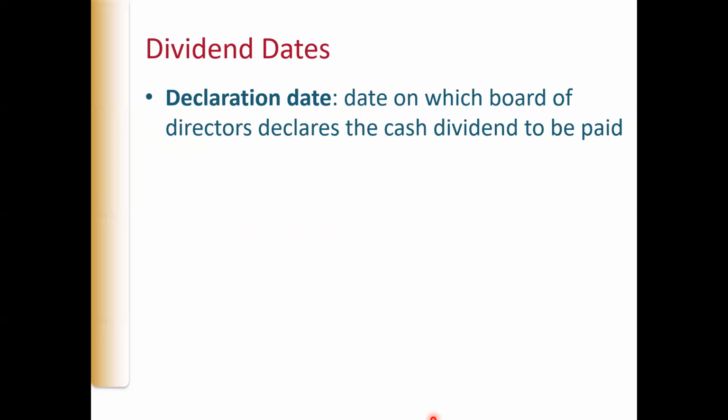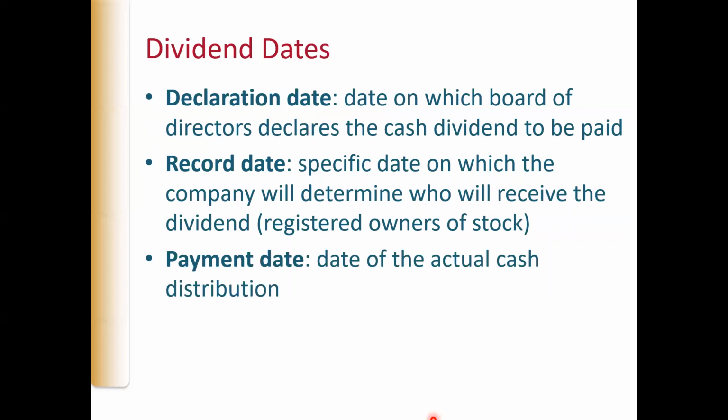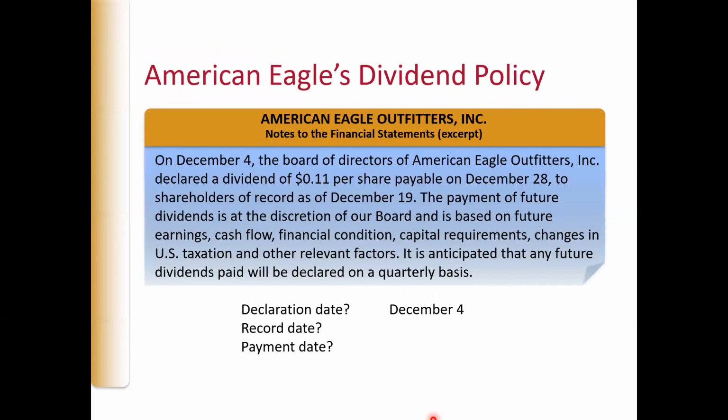So there are a couple of dates when we talk about dividends. There's a declaration date, a record date, and a payment date. In two of these dates, we will report journal entries. So the declaration date is when the board says they're going to pay dividends. The record date is the date of record when those dividends will be paid, and then the payment date is when they are actually being paid.